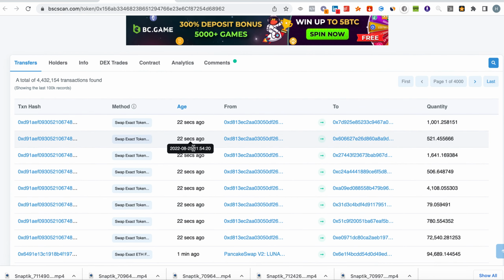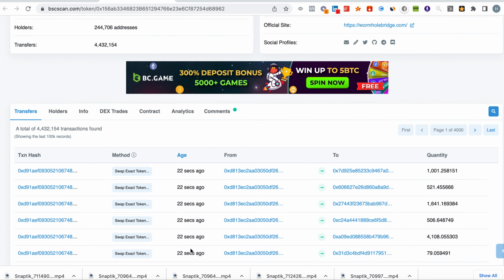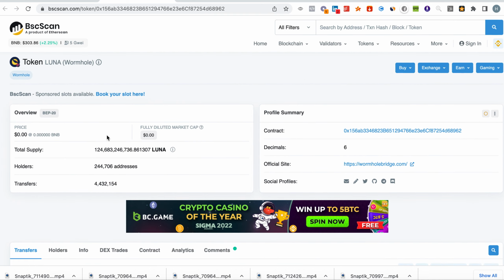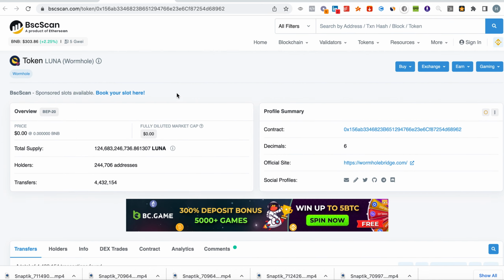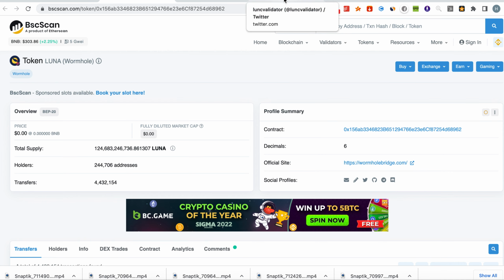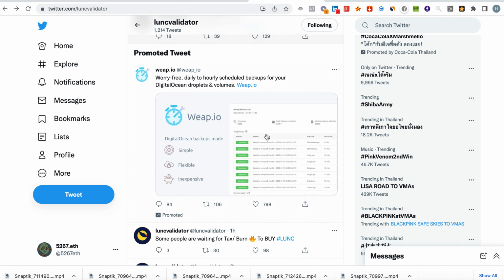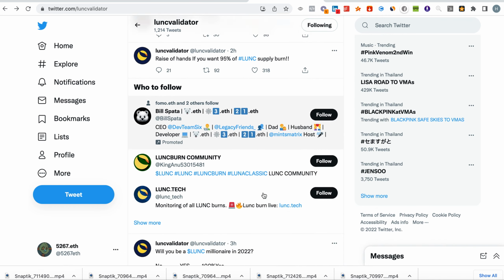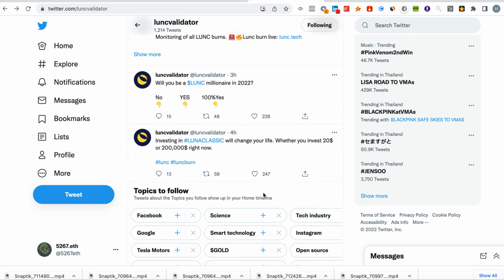You can see 22 seconds. So a lot of transfers happening, and this is amazing. This is great for the coin. The more transactions that happen, the larger the burn, and with the staking coming up as well, that will also impact Luna Classic drastically, and we could see some fireworks.